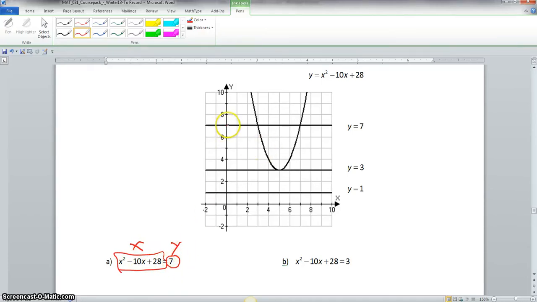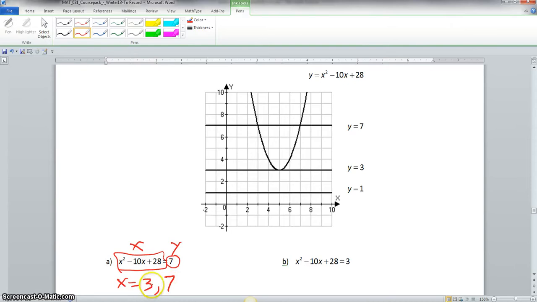So we'll go to 7, and then we'll go here. So when y is 7, that means that x is 3. So we know x equals 3 is an answer. Now we go back to where y is 7, and we go to this other side. When y is 7, x is 7. So our 2 points here will be 3 and also 7.